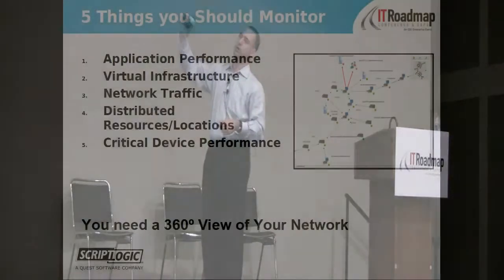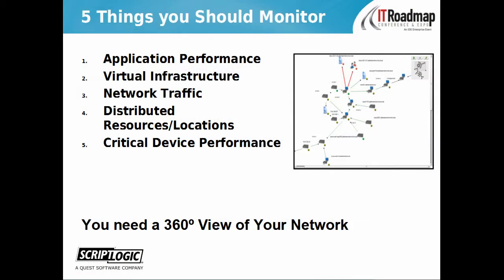So I'm going to talk really quickly about application performance, virtual infrastructures, monitoring the network traffic itself. A lot of talk this morning from the guys from Juniper about network traffic. They use a protocol called JFlow. But network traffic is obviously one of the most important things you need to monitor on the network.